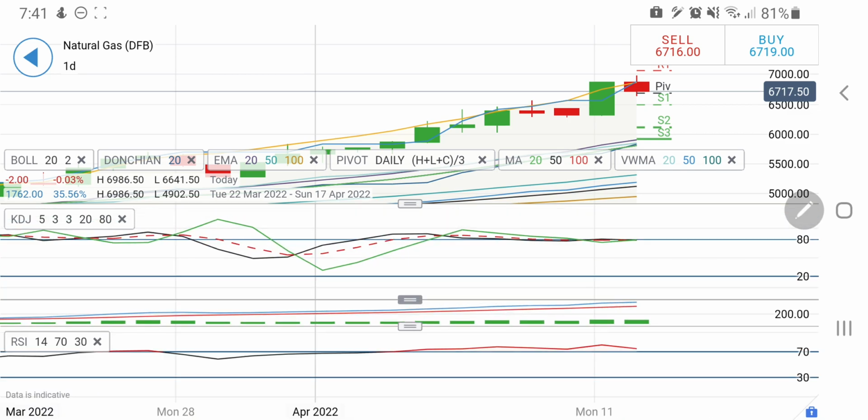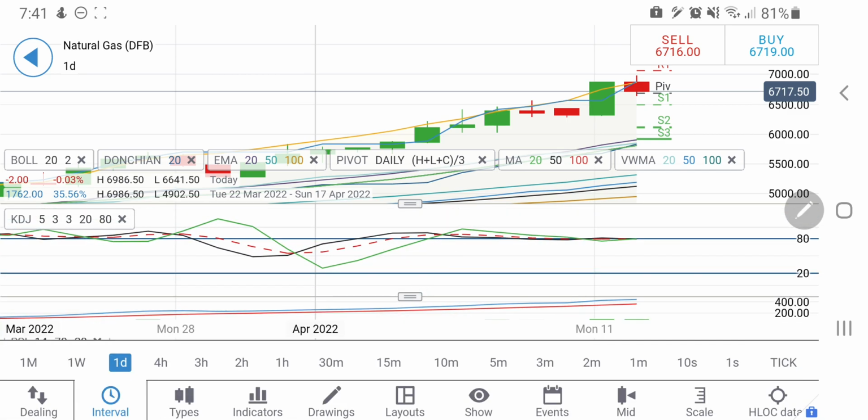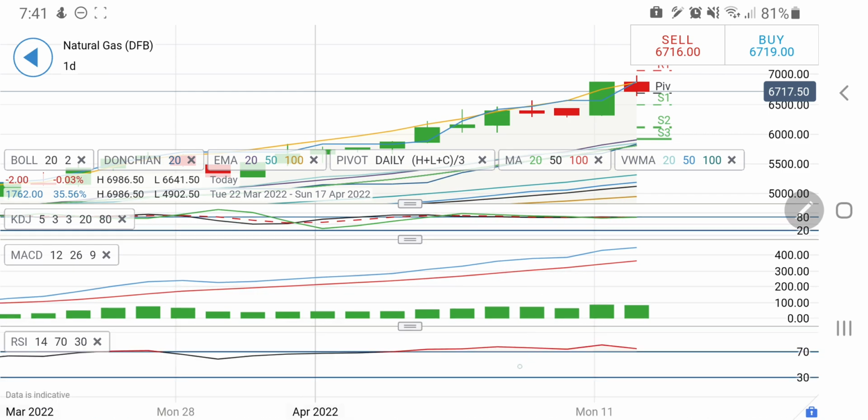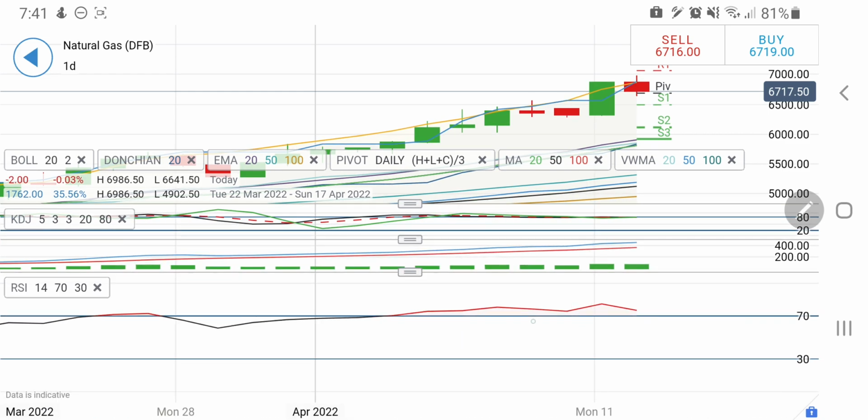MACD wide divergent, stochastic overbought, extremely overbought, and RSI is extremely overbought. So we may see a drop. We can expect 6.6, $6.5 levels on NG today. Take your positions accordingly.